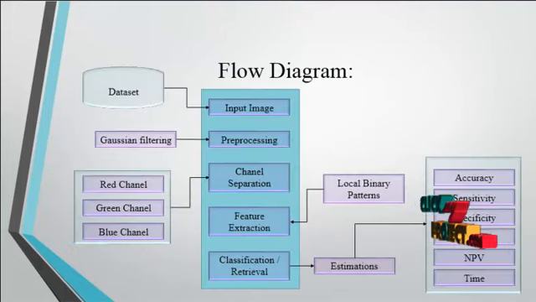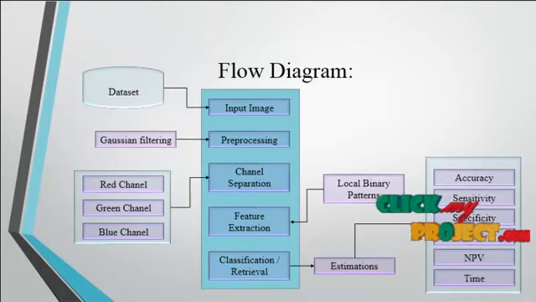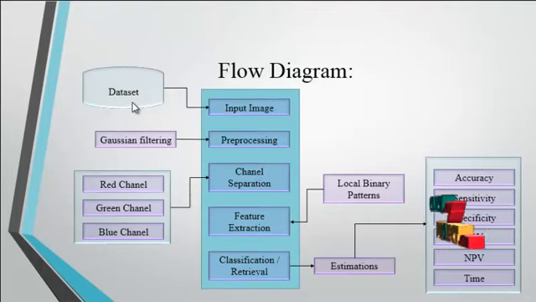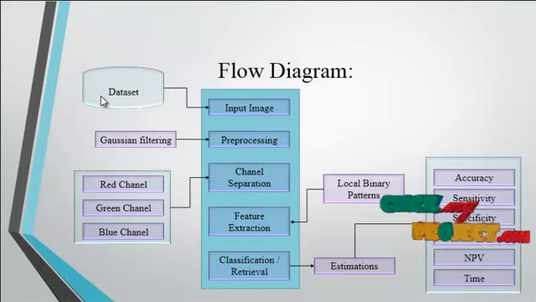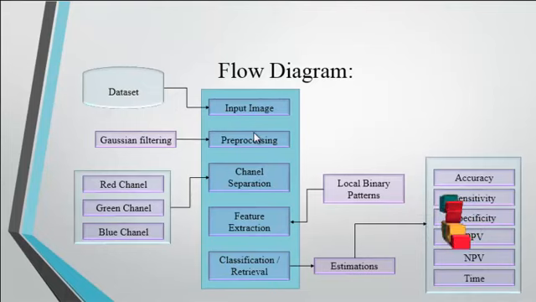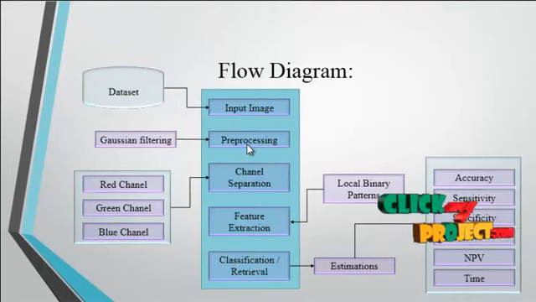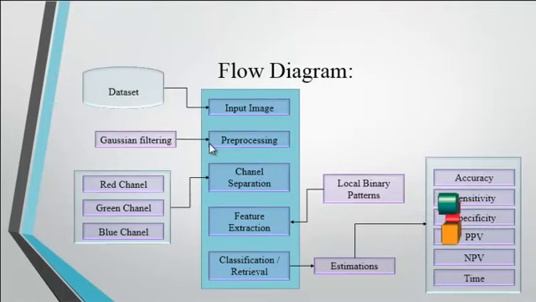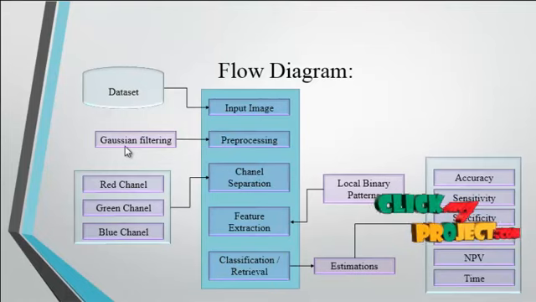Now we discuss the overall flow diagram for the process. At first, the input image is taken from the dataset. After getting the image from the dataset, the input image undergoes pre-processing. In the pre-processing, we consider noise filtering. The noise filtering is done by using the Gaussian filter. After the filtering is applied, the channel separation is carried out.